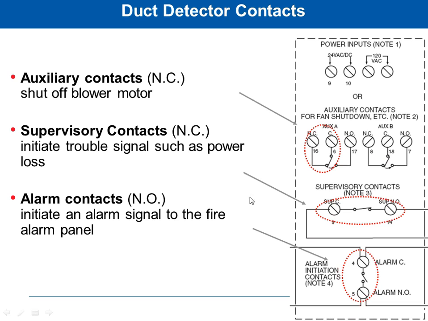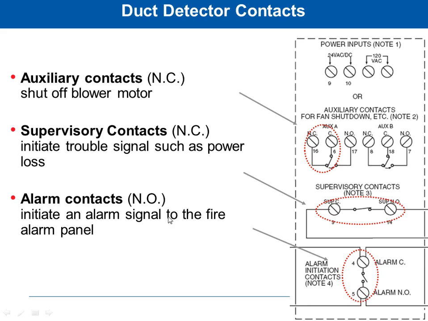The supervisory contacts: if something happens on this detector and it detects a trouble condition, like it lost power or something like that, then it would open up this contact right here, which is also a normally closed contact. It would open that up, which would break this electrical circuit that goes throughout the whole building and connects all these detectors. And then the fire system or the BAS or both can be notified that there's a problem with one of these detectors.